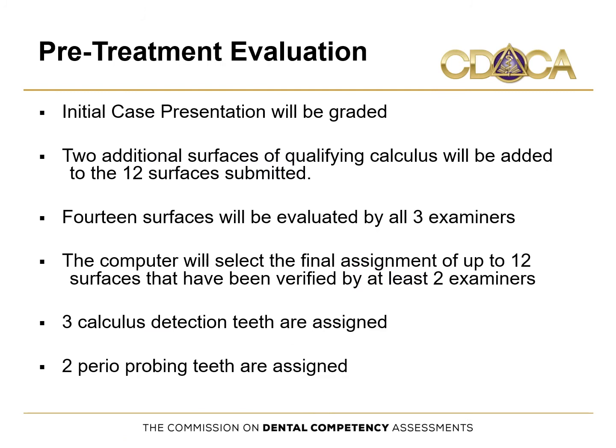Patients will be seen by 3 independent examiners while in the evaluation area. The initial case selection will be evaluated by all examiners. The first examiner will select 2 additional surfaces of qualifying calculus from within the case selection and add those to the 12 surfaces submitted by the candidate. All 3 examiners will evaluate the 14 surfaces. The grading system will select the surfaces to be graded from those that were validated by 2 or more examiners as having qualifying calculus. The candidate has 14 opportunities to have 12 surfaces of calculus validated and assigned. 3 teeth for calculus detection will be assigned, and 2 teeth for perio measurement will also be assigned.